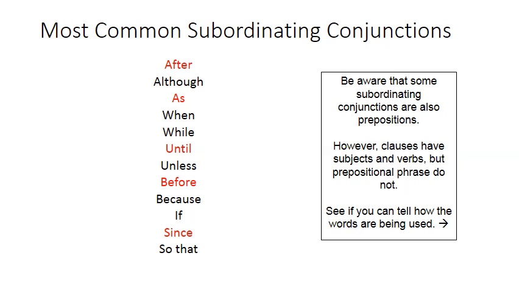Remember that a clause has a subject and a verb. A prepositional phrase does not. So whenever you come across these words, you have to think a little harder. Is this a dependent clause or is it a prepositional phrase? Does it have a subject and a verb, or does it just have the preposition, object, and modifiers?